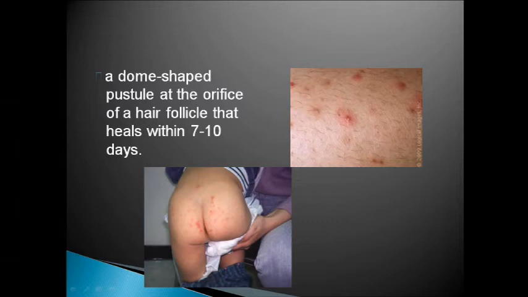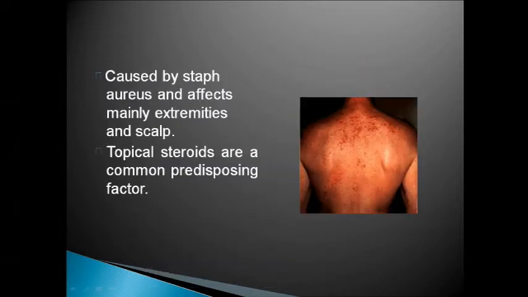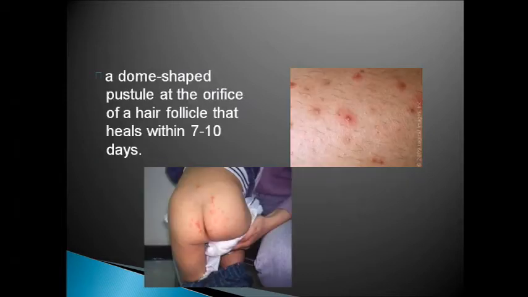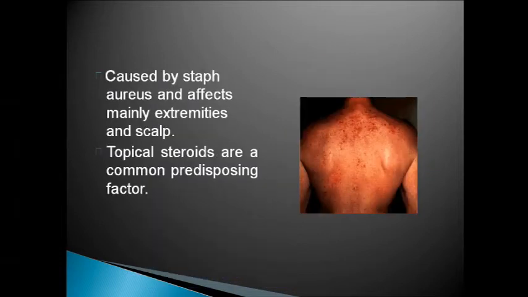Bockhart's impetigo is a dome-shaped pustule at the orifice of the hair follicle that usually heals in 7 to 10 days, and it is caused by Staph aureus. So Staphylococcus aureus is the most common cause. Disseminated multiple fluid-filled or raised lesions will be present basically over the hair follicles, so we call it disseminated folliculitis.